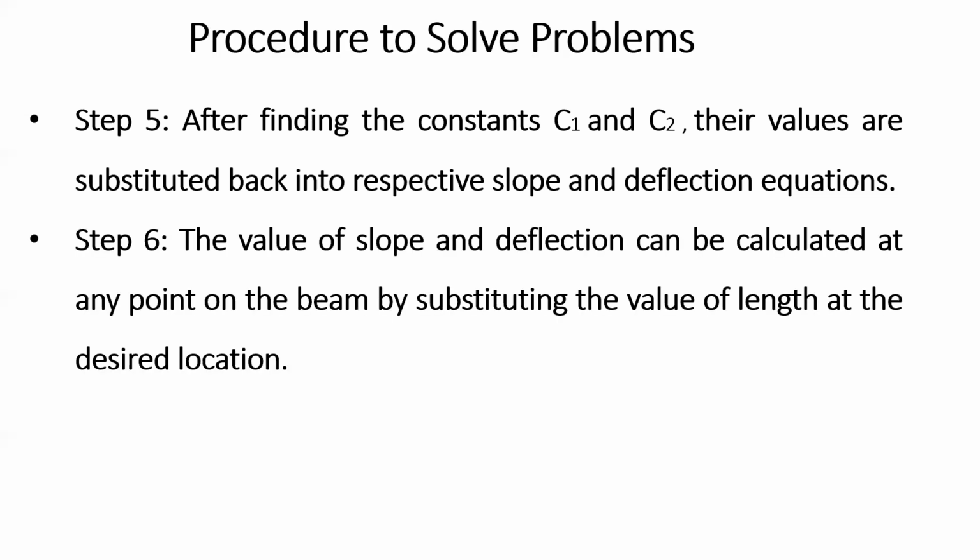Step number 6, once I have the slope equation and the deflection equation, I am able to calculate the corresponding slope and deflection value at any point of the beam, provided you substitute the value of the length at the desired location. Usually we will be calculating at the free ends or at the midspan or at the maximum location. So you have to find out what is the value of the length or x at the point at which you desire to find the slope and deflection. You will get the values.